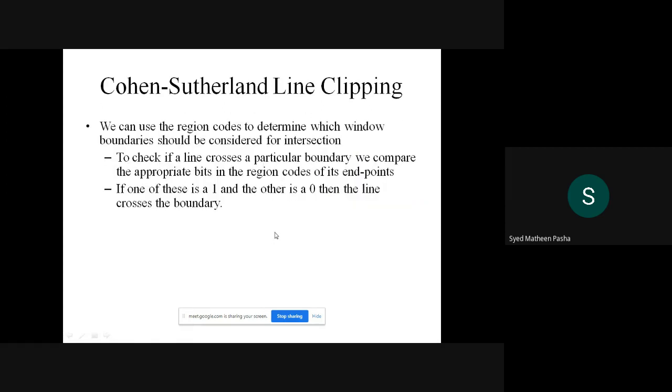After this, we can use the region code to determine which window boundary should be considered for intersection. This is one of the advantages: as you have defined 9 region codes, we'll use those region codes so that we know which window boundary should be considered for intersection, that is, for displaying that particular window on the screen. So this is about the Cohen-Sutherland line clipping algorithm.